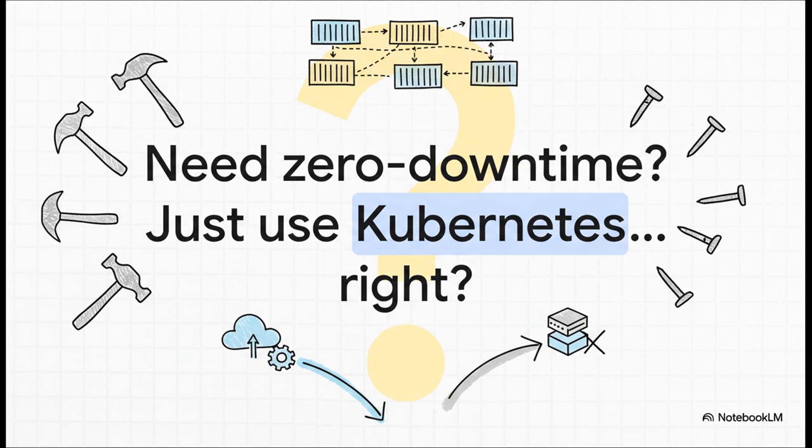You know, for the last few years, if you ask, how do I get zero downtime? The answer you'll almost always hear is just one word: Kubernetes. It's become the go-to solution for everything. But is it always the right tool for the job? Or is it sometimes like using a sledgehammer to crack a nut?